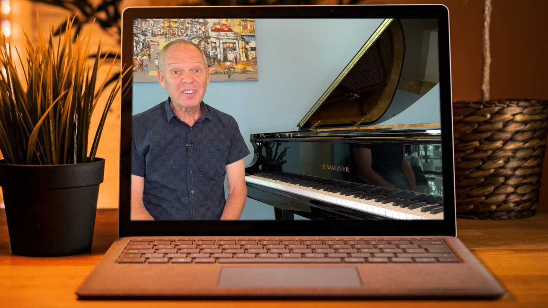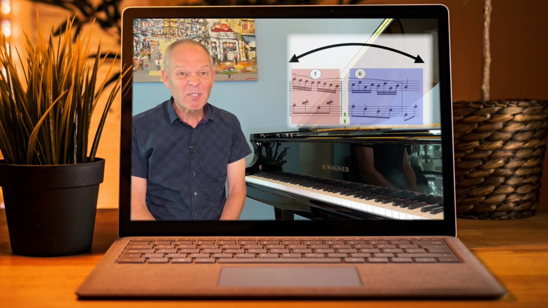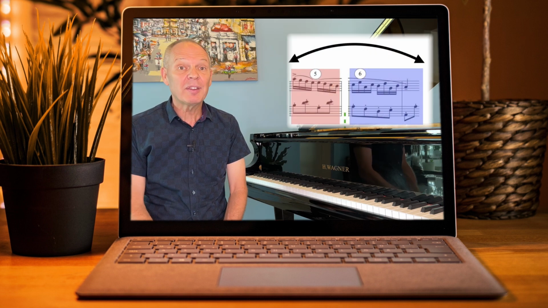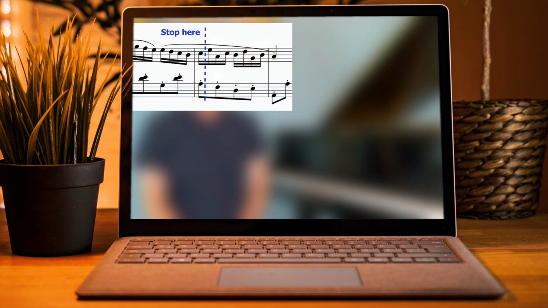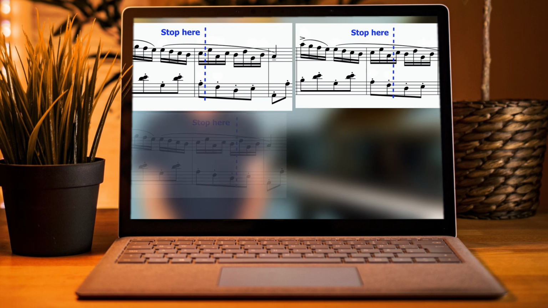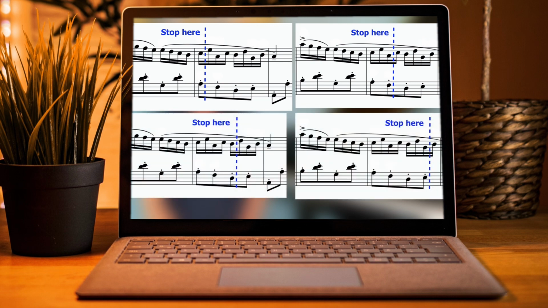I also use this same idea to join snippets 5 and 6, because basically snippet 6 was the most difficult of all of them for me. As a result, there I stopped slightly more often, basically once with each left-hand note.